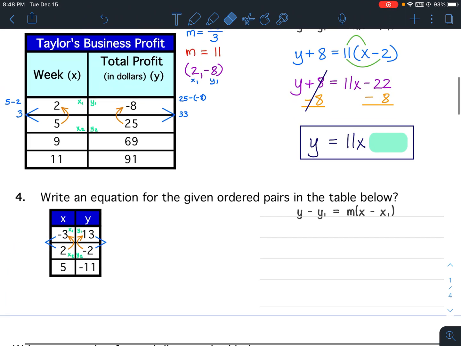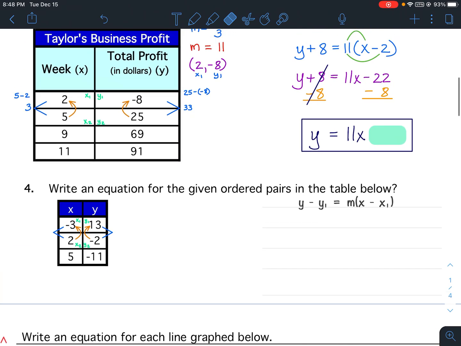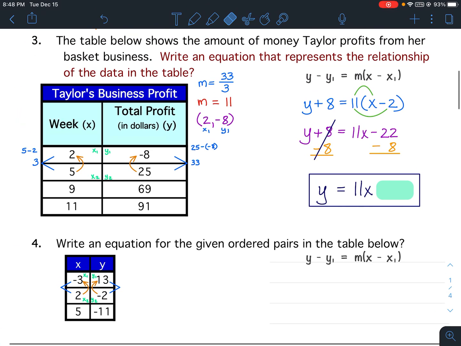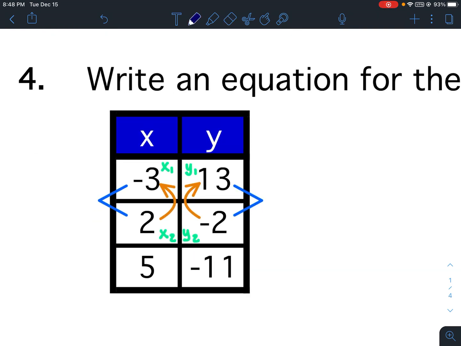All right. Number 4. Write an equation for the given ordered pairs in the table below. Number 4 and number 3 are done the same way. So I need to use the point-slope form. Therefore, I need to find slope and pick a point. So let's start by finding the slope.